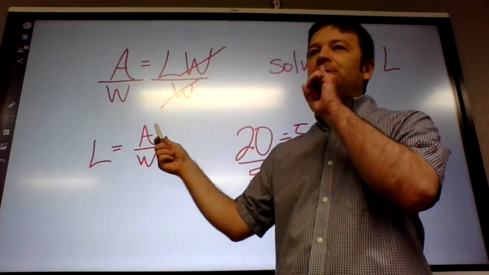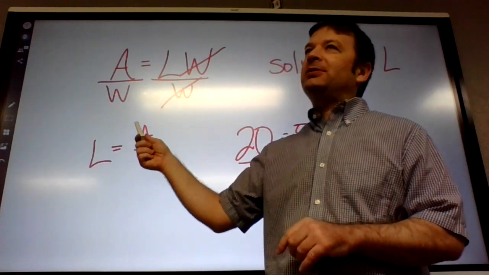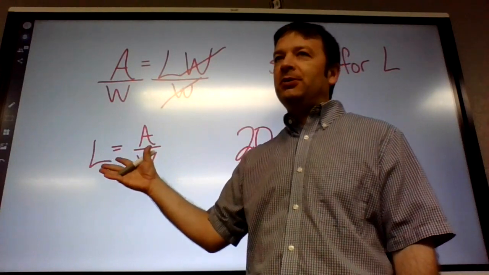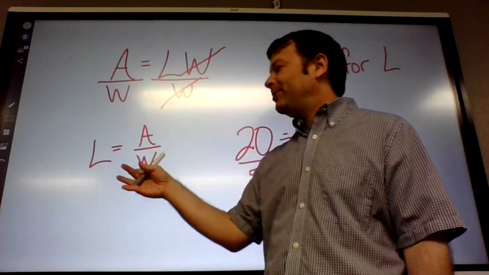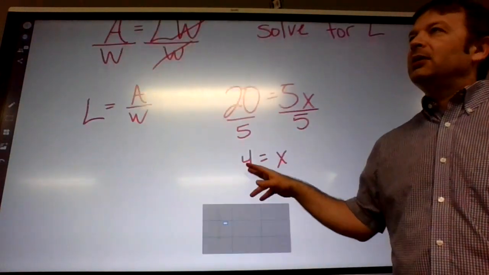Okay? So this is like manipulating formulas to change them to something you want. So maybe you know what the area is and you know what the width is and you want to find the length. This is the formula you would use. This is kind of a basic formula, so I'm not sure you would need to do that, but this is kind of a warm up here.